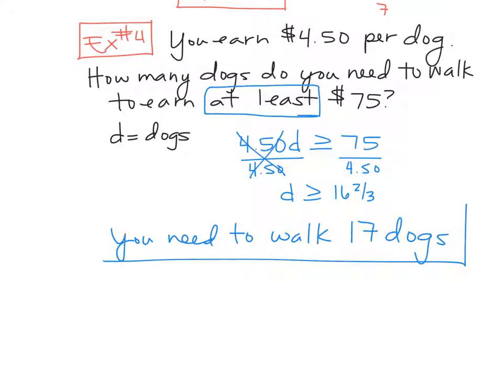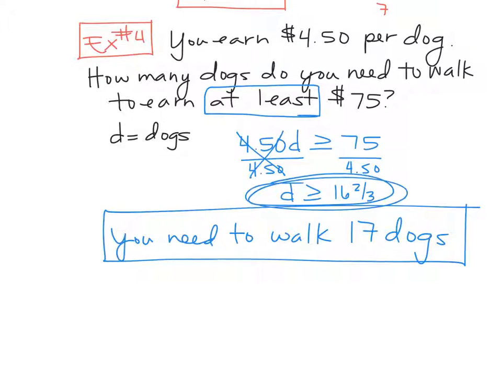When I ask you for an answer on word problems like this, I want you to tell me in a sentence. I want you to explain what it means, because when you just give me a number, that doesn't tell me that you know anything about it. I want you to tell me, okay, I have to walk at least 17 dogs to make my $75.